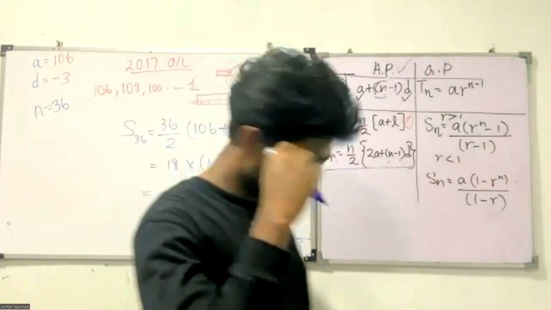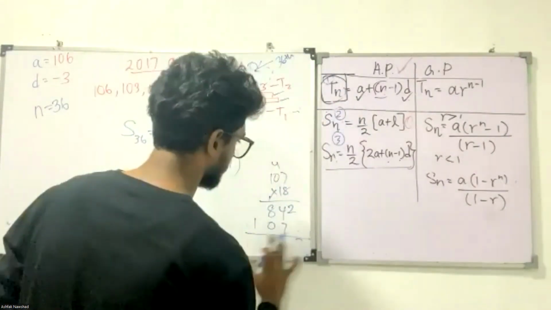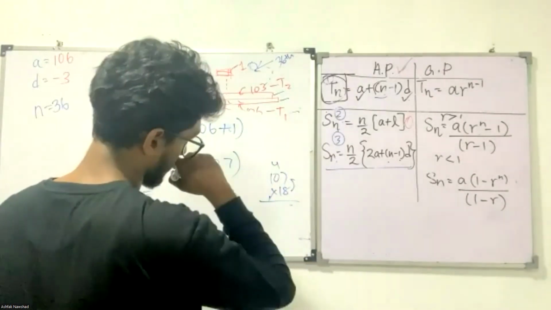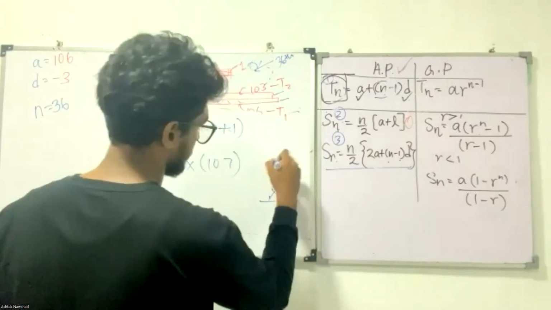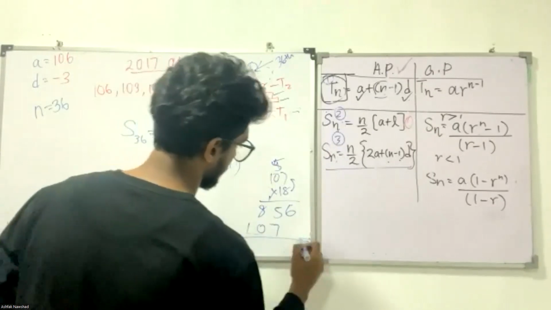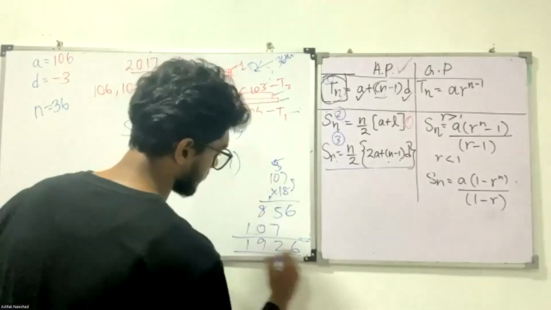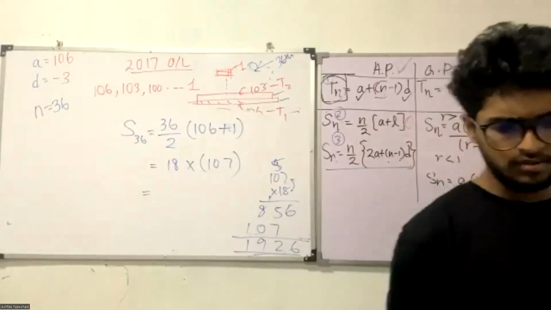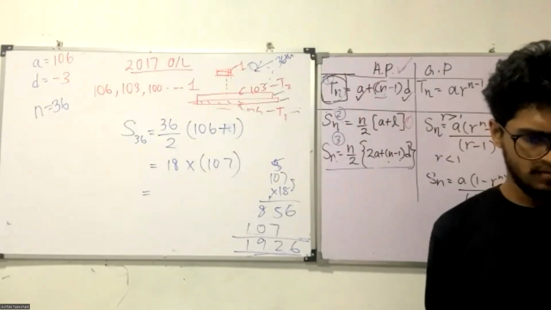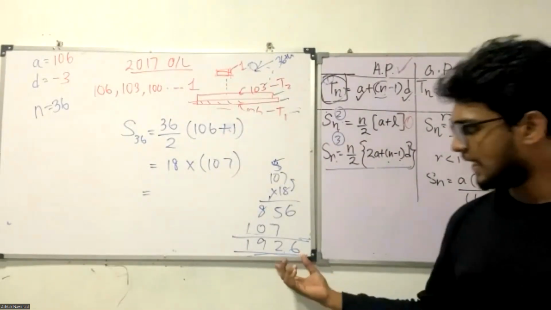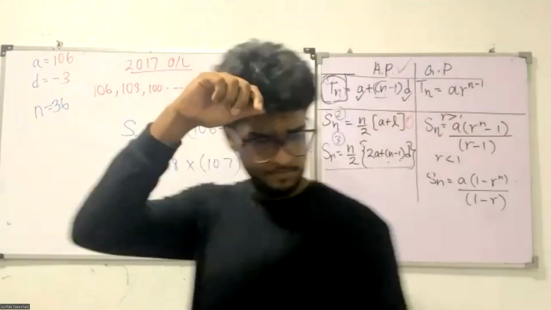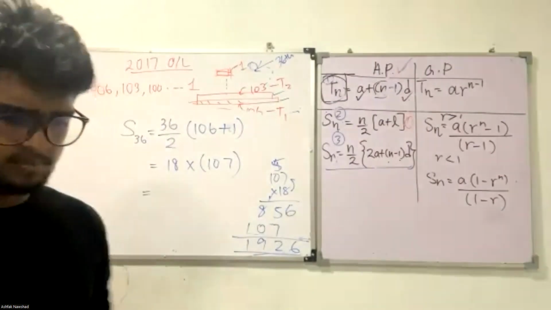One nine one two. Sorry, did I miss that? Wait. 56. Sorry. One nine two six. It's 1926. Is this understood? So they have 1926 bricks in total. Is it clear? Yes.